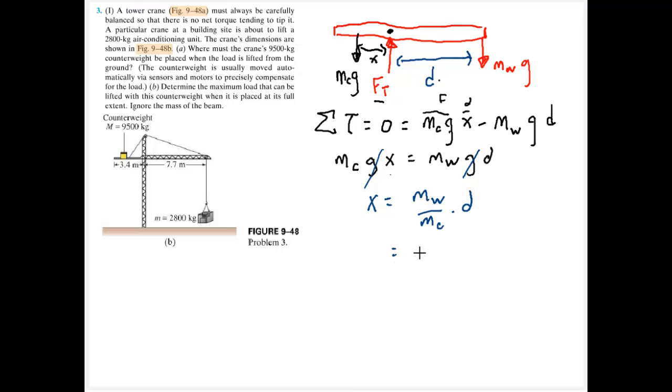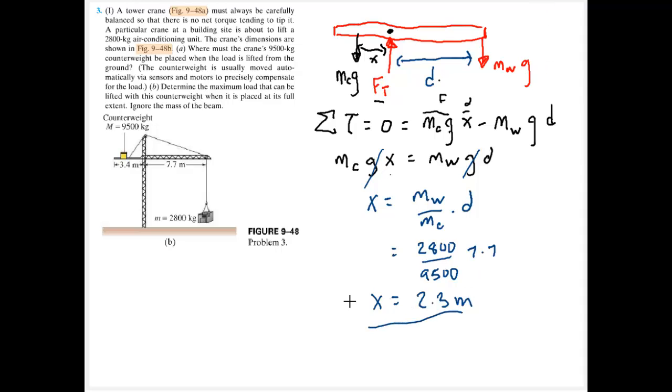So go ahead and plug these in, and I come up with 2800 divided by 9500 multiplied by 7.7. So my position is going to be equal to 2.3 meters, the position of the counterweight.